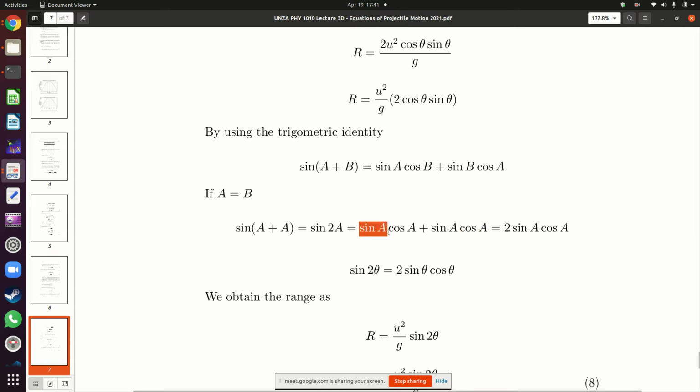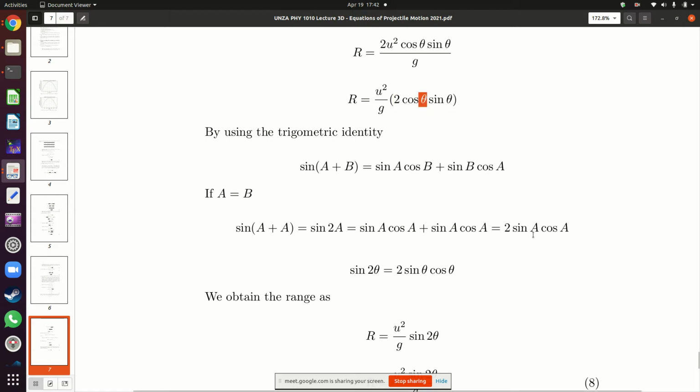This is the same, sine a cos a. That's going to give you 2 sine a cos a. So we have this 2 cos a, 2 sine a cos a. This 2 sine a cos a looks very similar to this 2 cos theta sine theta, except in our case, instead of a, we have theta.